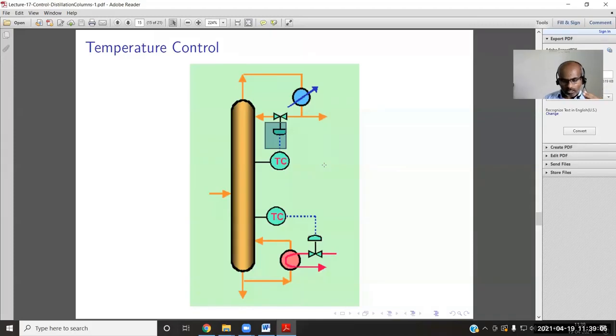But of course, all these things are interacting. Even if you adjust the reflux rate, that will also have an effect on this cooling load. If you try to change one variable, it will also affect the other variable. That should be kept in mind.